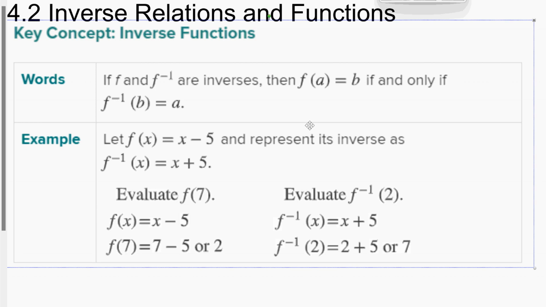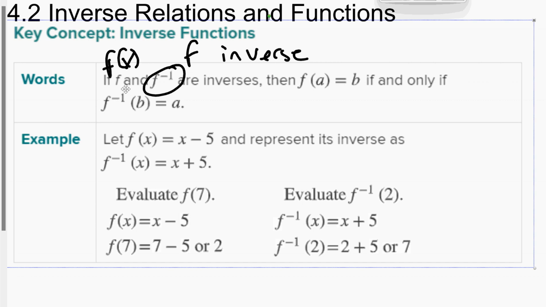Section 2 of module 4, we're looking at inverse relations and functions. So an inverse, this reads, if we have some function f like f of x, right? This f to the -1, it's not an exponent of -1. That reads f inverse, or the inverse of f.